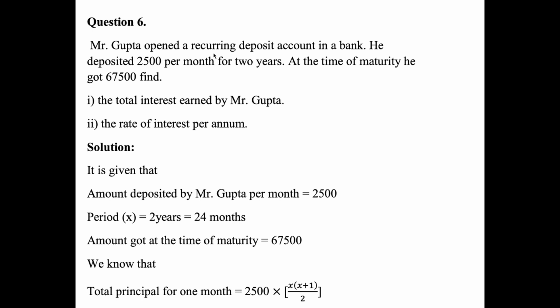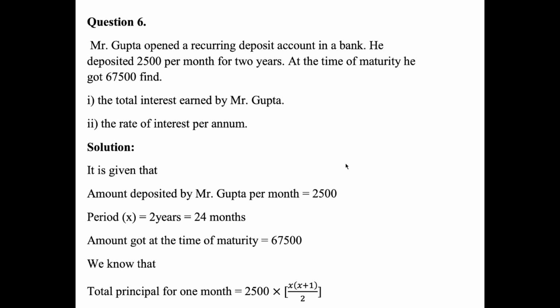Mr. Gupta opened a recurring deposit account in a bank. He deposited 2,500 per month for 2 years. Same type of sum. At the time of maturity, he got 67,500. So 67,500 will be the maturity amount. There are two questions. Question number 1, the total interest earned by Mr. Gupta, and question 2, the rate of interest per annum. Okay. So how to solve these types of sum?